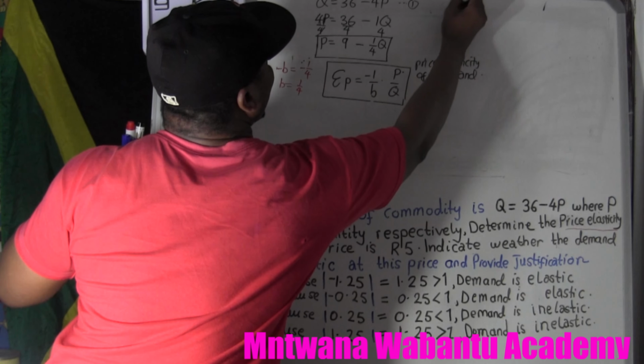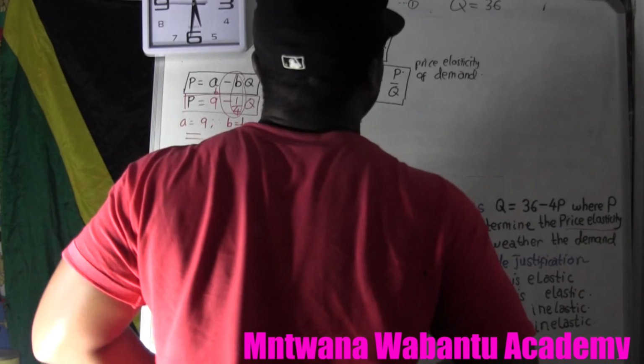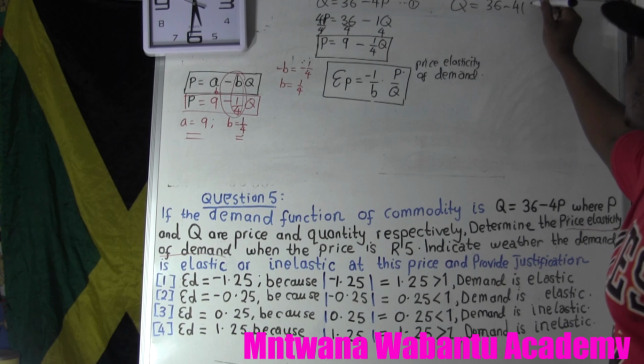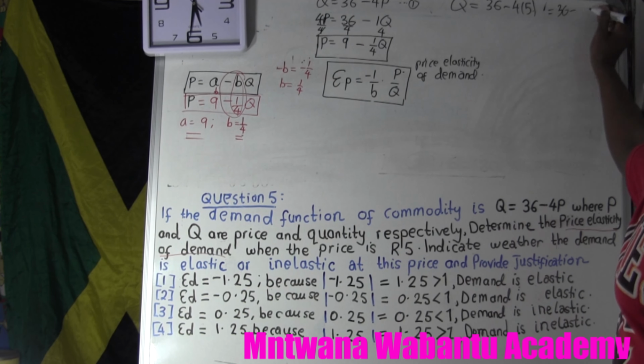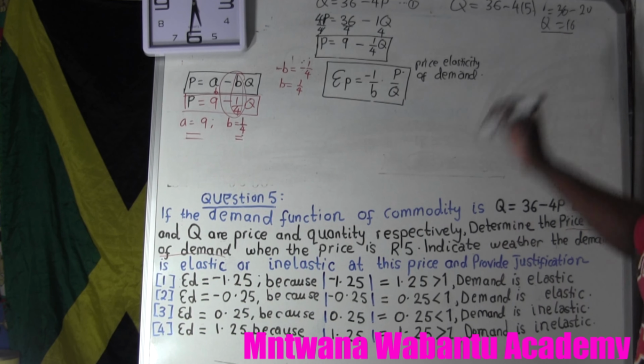So I can say my Q first equal to 36 minus 4 times P. What is P? P equal to 5 rand. So this is going to give 20. So 36 minus 20 equal to 16. So my Q equal to 16.